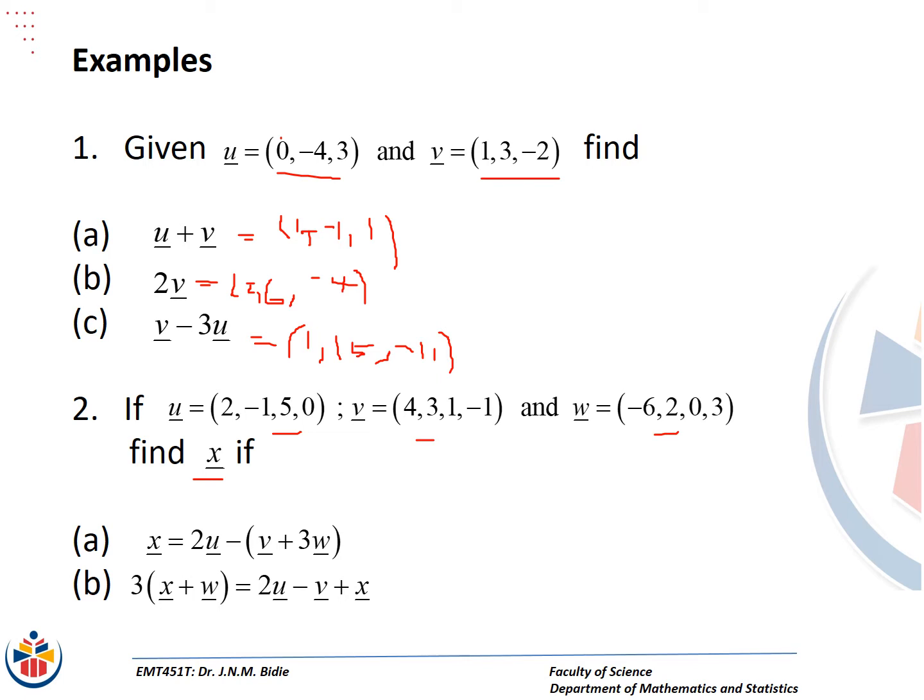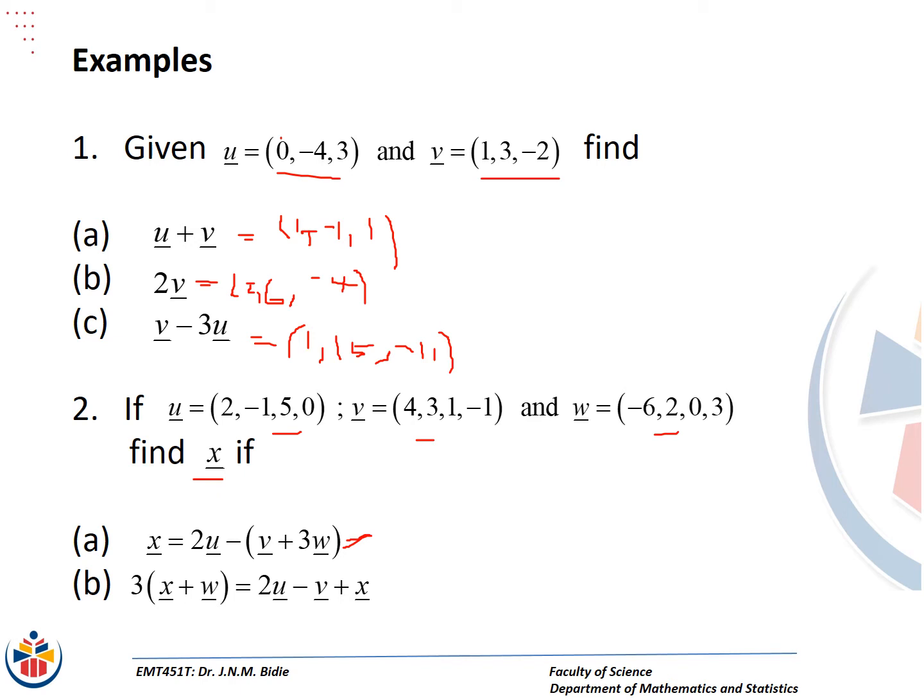So u is multiplied by 2, minus, and then you have v plus 3 times w. So you are subtracting v plus 3w from 2 times u. Can you please attempt it and see what you are going to get? The one thing that I'm sure of, your answer should be in 4 dimensions.